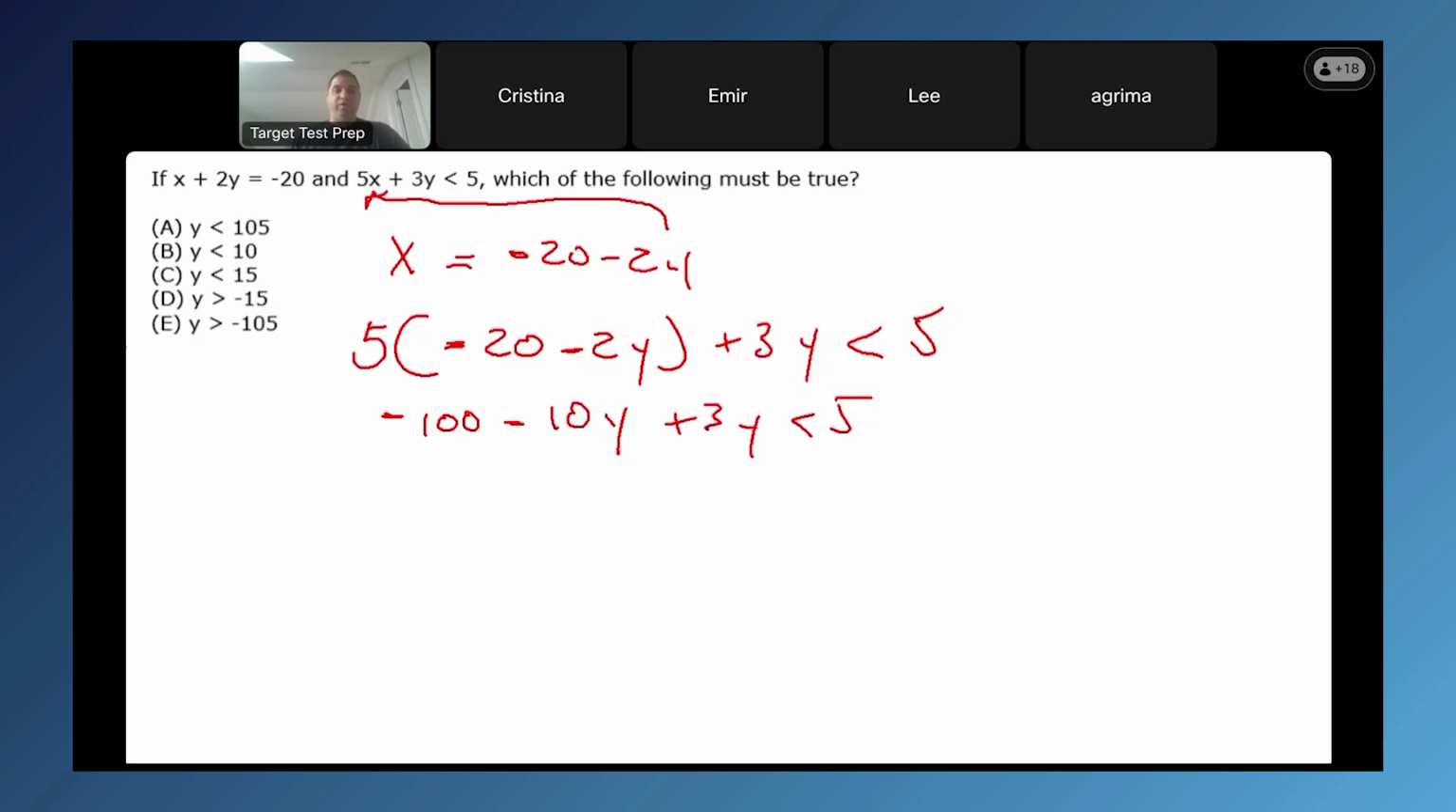You can add the 100 over, and then you can also combine the y's, so you get minus 7y is less than 105. And then, of course, flipping, y is greater than minus 15. So hopefully that was also not too bad for you guys.